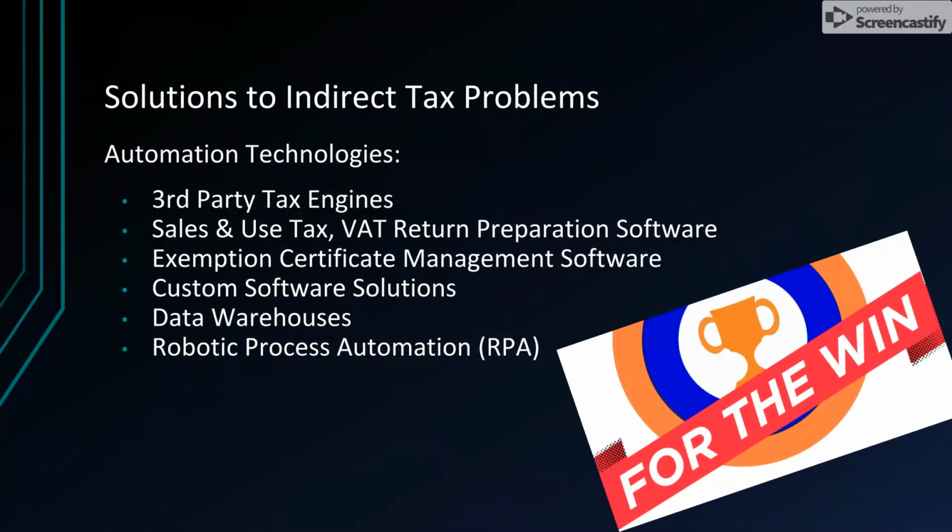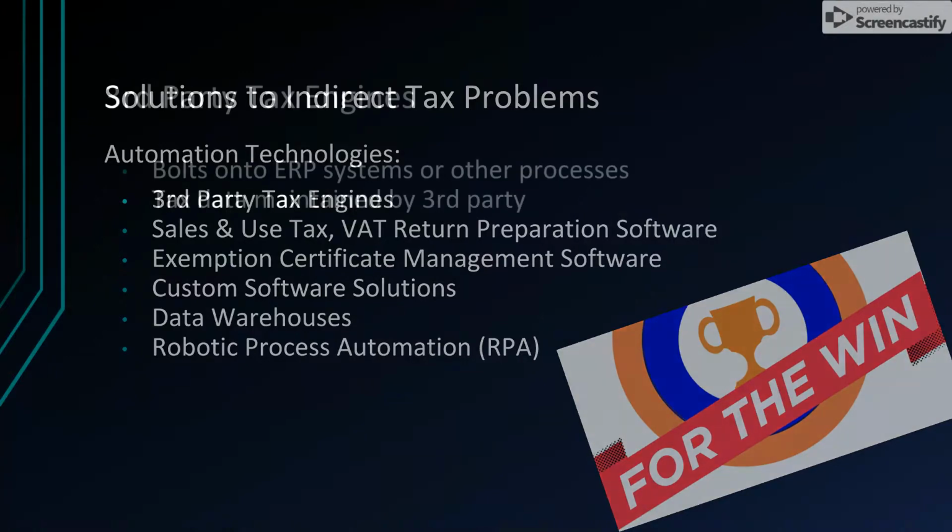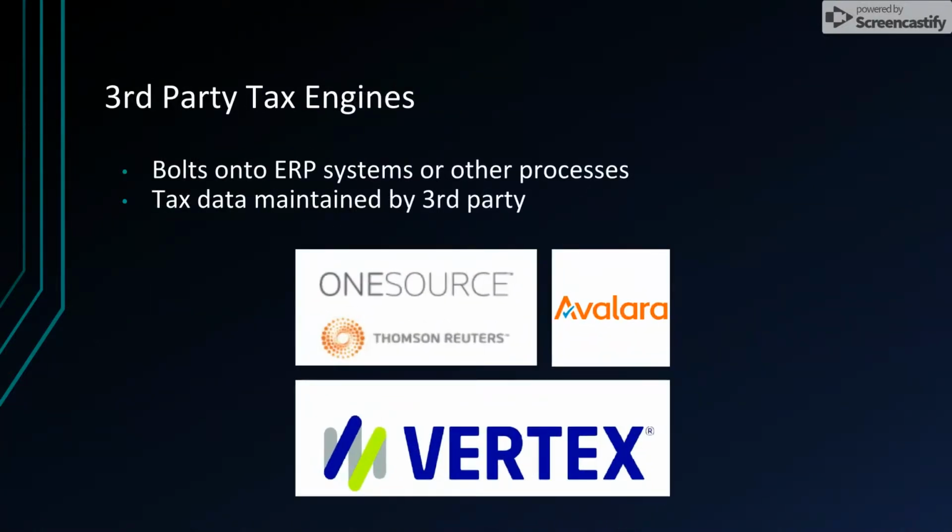Thank you, Carter. So as you can see on the screen, we have 6 different automation technologies that help in the real world today, but these aren't the only ones that are out there. So with third-party tax engines, a third party is in charge of maintaining your tax data, whether that be updating the rules or changing the rates as necessary. And you can bolt this onto company-wide ERP systems or other smaller processes such as calculating sales tax.